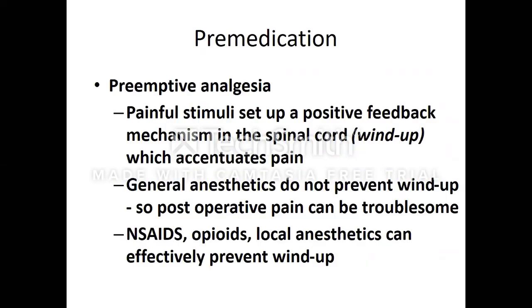Now, what is this preemptive analgesia? The painful stimulus is set up, and that sets up a positive feedback mechanism in the spinal cord. There is a winding up mechanism, which usually accentuates the pain. The general anesthetics do not prevent wind up. So it is important that since general anesthetics are not able to do this, you have to give some additional drug. Otherwise post-operative pain becomes troublesome, and then you have to administer certain NSAIDs, provided it is a minor surgery, or for major surgery you have to give opioids, or sometimes even a combination of opioids and local anesthetics, which can prevent this winding up mechanism.